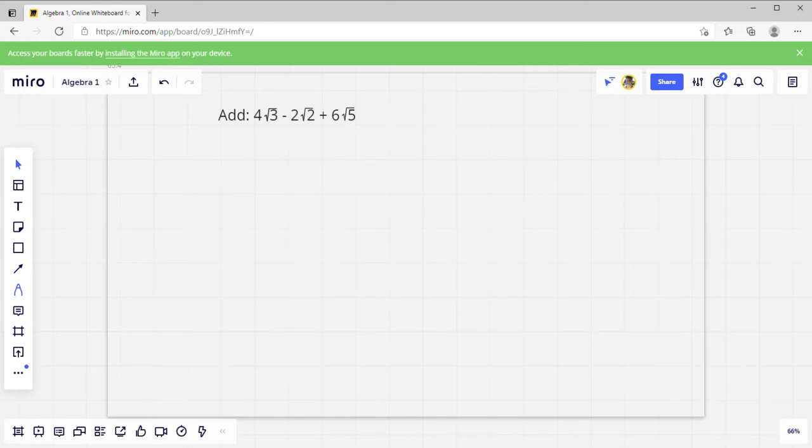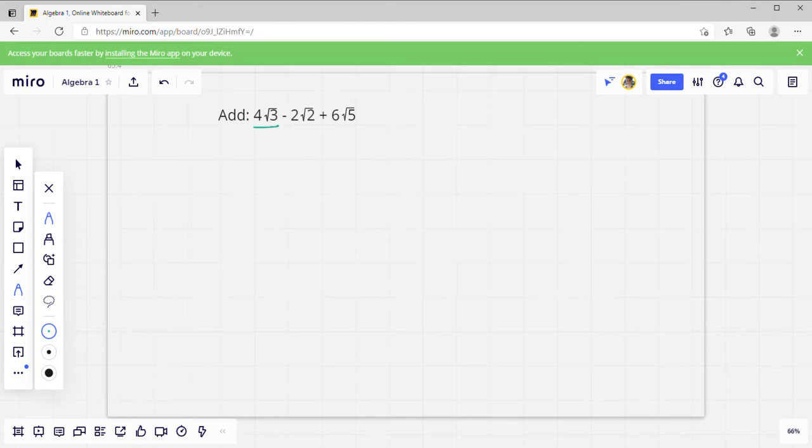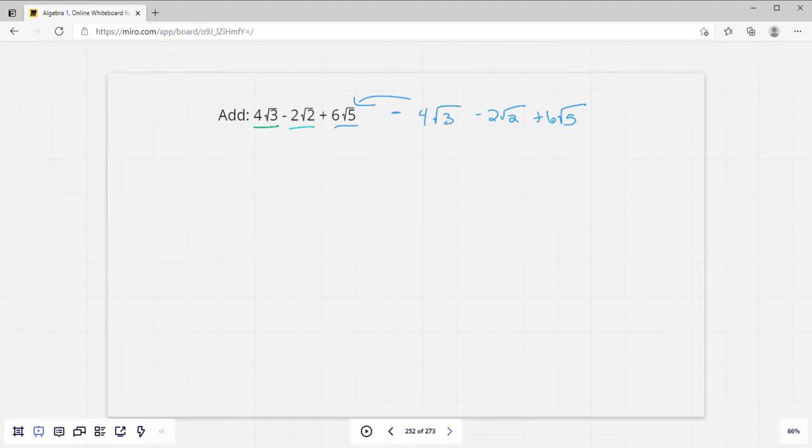All right, one more. Here we have square root of 3, and there are no more square roots of 3, square root of 2, and this one says square root of 5. So we don't have any that are alike. So the answer is just going to be 4 times the square root of 3 minus 2 times the square root of 2 plus 6 times the square root of 5. We couldn't do anything to that. It's just the same thing. We couldn't do anything to it because none of those are like terms, so we can't combine them.